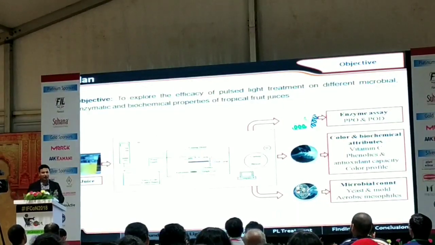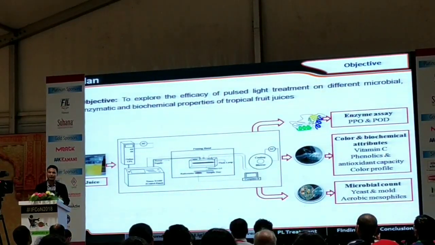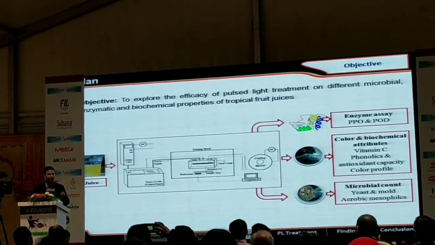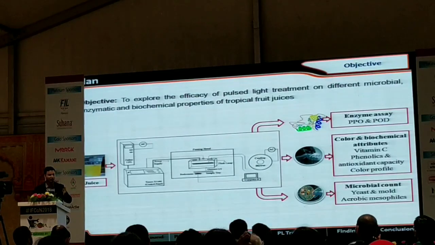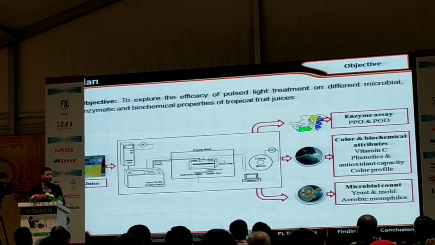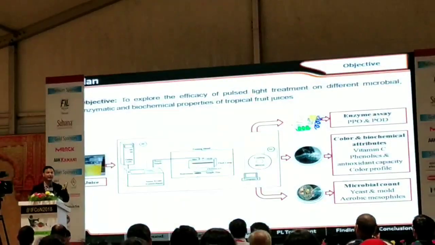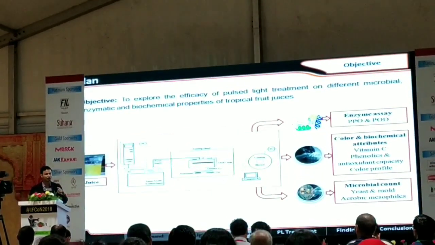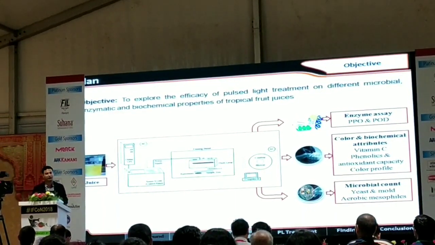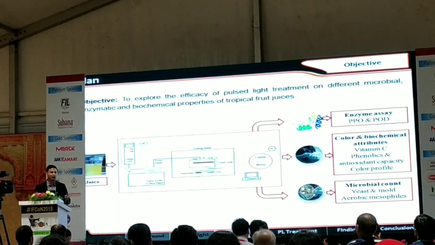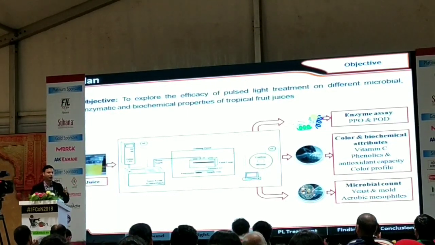The objective of our study is that we are going to take some fruit juices and expose them to pulsed light technology, and we are going to see the efficacy, basically the microbial inactivation. Simultaneously we want to obtain a safe as well as stable juice. I am referring to two different terms, microbiologically safe and enzymatically stable. This is the major target for the fruit juice industry, to obtain a higher shelf life. We have tested different types of combinations, and we are going to present only a limited set, not the entire study.